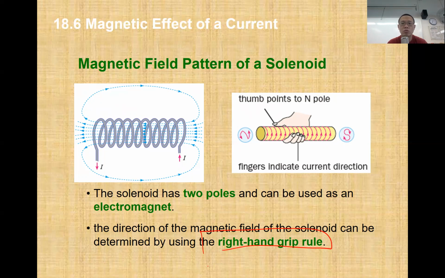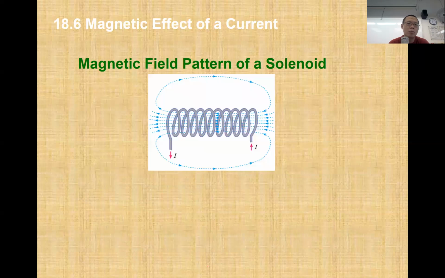So there are two versions. Students, you need to know which version you are using. If it's a straight line cable, you must use version 1. For a solenoid, you must use version 2, to get the north pole and all these things.